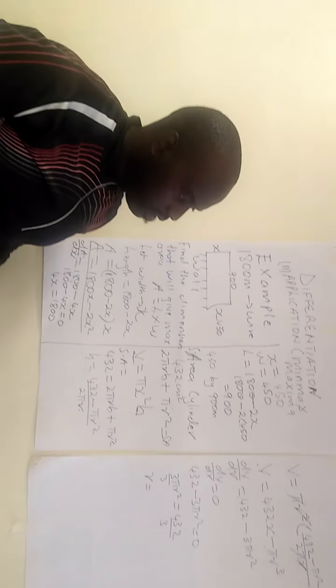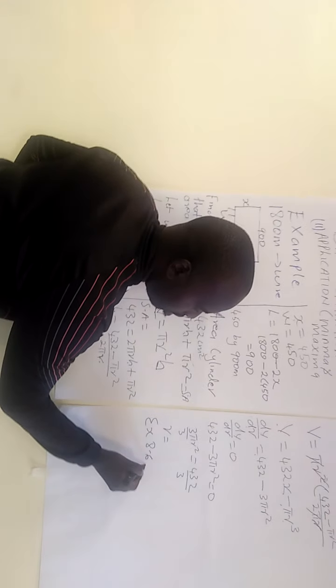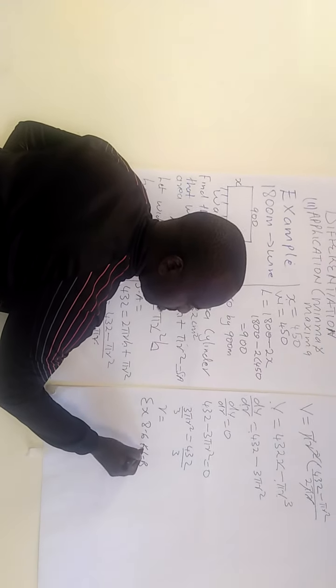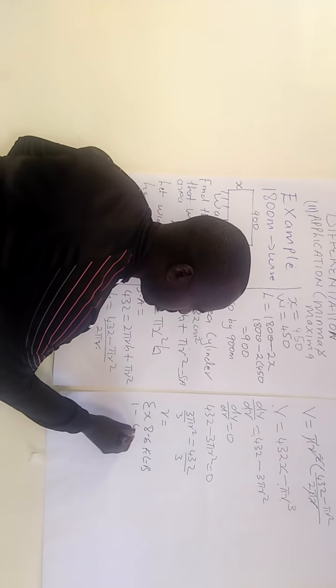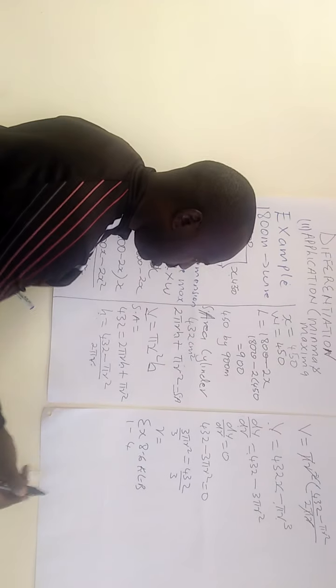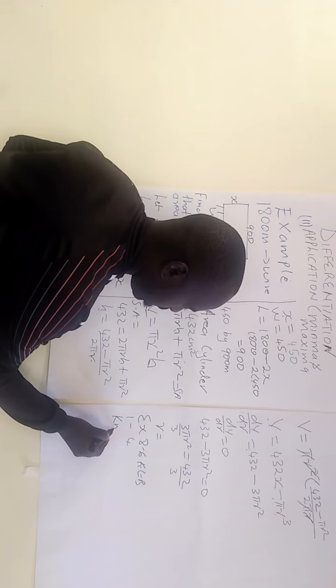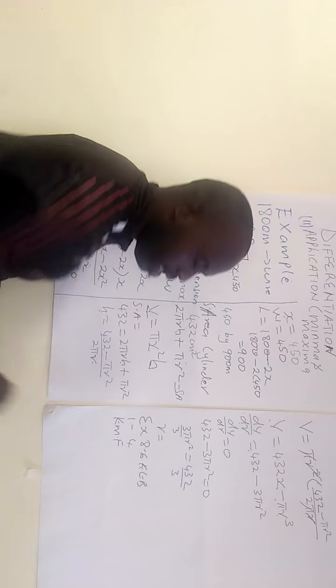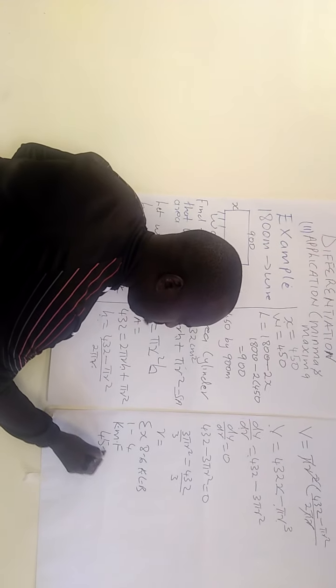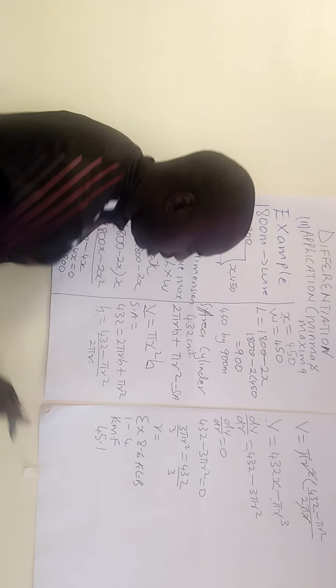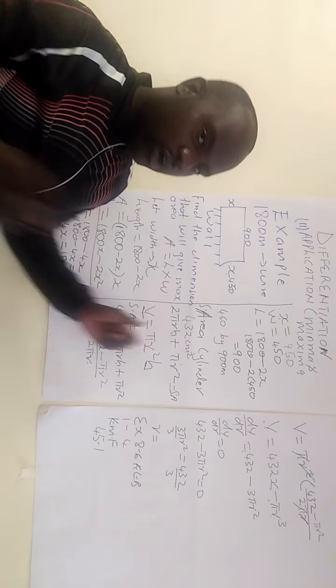For your assignment, do exercise 8.6 in KLB, from number 1 to number 4. From there, you can go to your KMF and do the application of differentiation, that is 45.1. That will be the whole of differentiation.